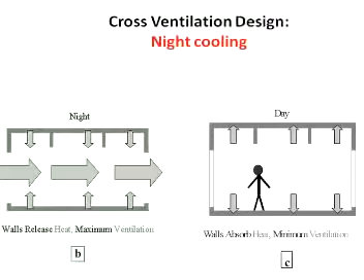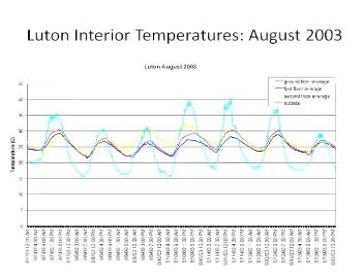So again, this is just a simple schematic. Night ventilation to cool the concrete, or what we sometimes refer to as thermal mass, and then in the daytime, the cooled concrete helps maintain conditions. And this is just some experimental data that we took in the Luton building in the summer, August of 2003, where they had a fairly severe summer, particularly for conditions in Britain.